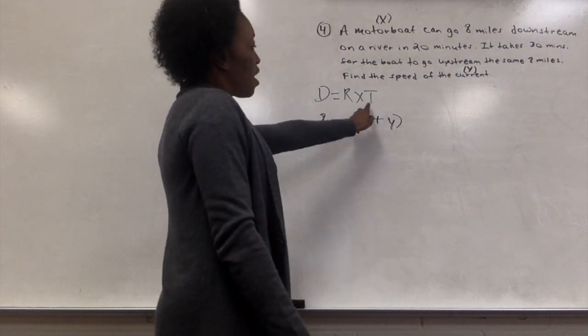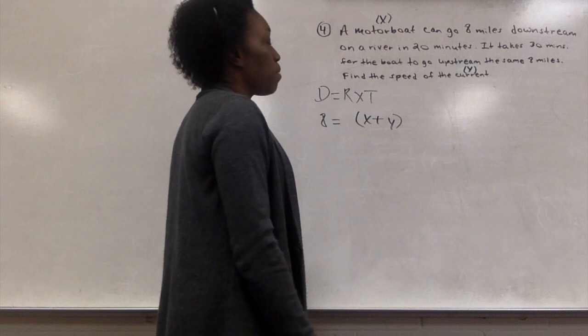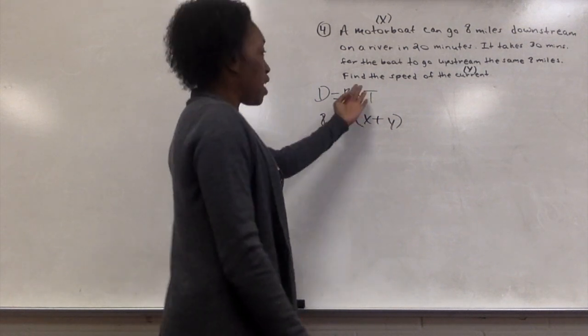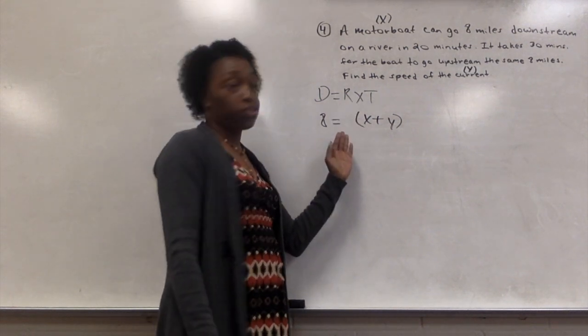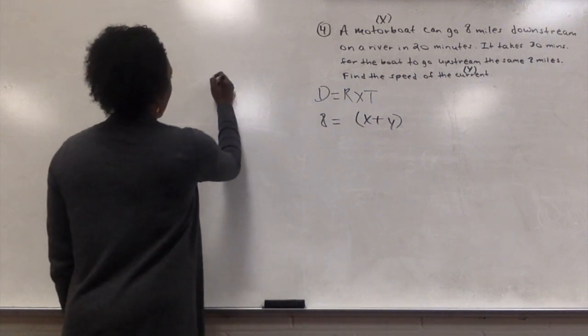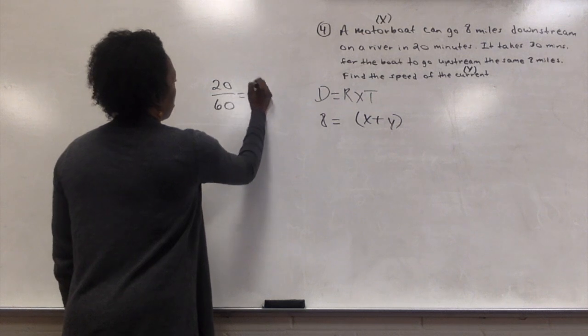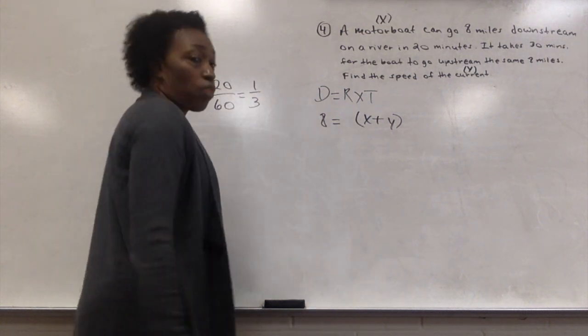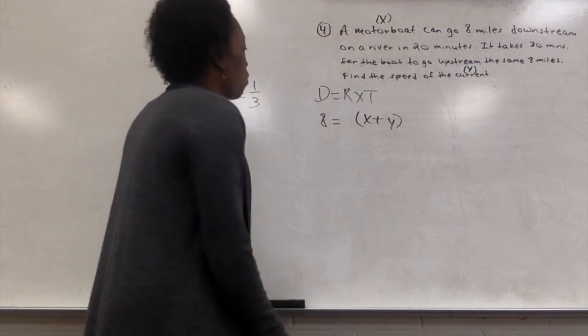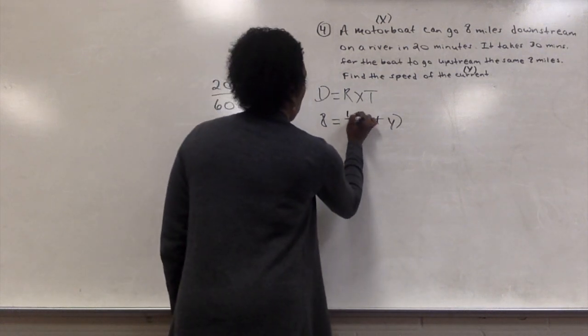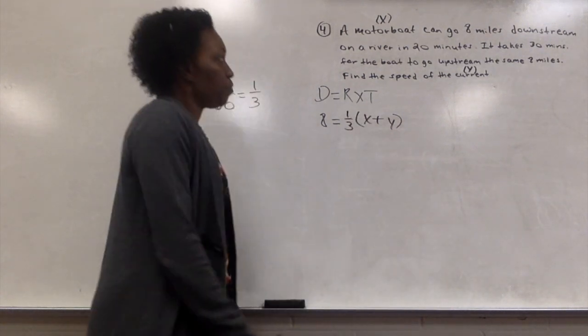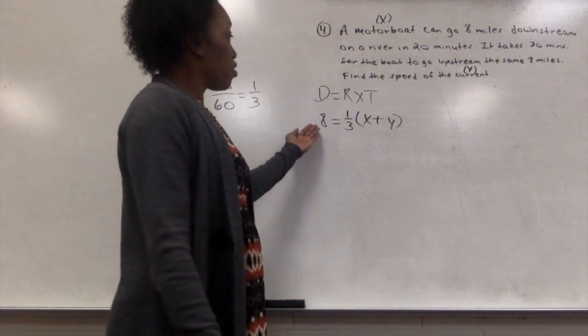Our next thing is time. It says in 20 minutes. Now, when we're writing time here, we write it in terms of hours. So I'm going to come over here to the side and convert 20 minutes out of 60 minutes, which is 1/3 when you reduce it. So I'm going to write it in terms of 1/3 hour. I'm done with my first sentence.